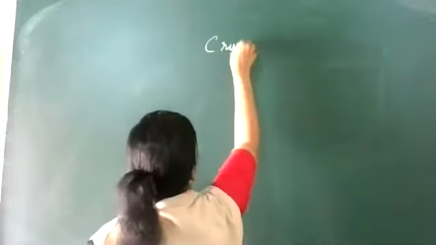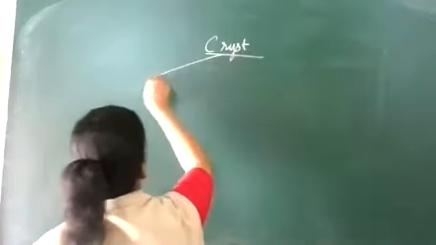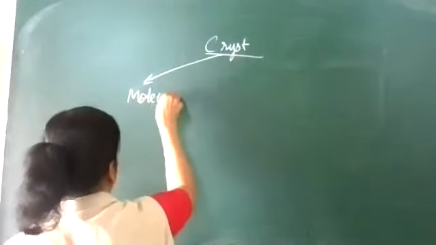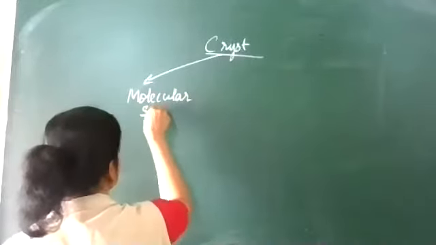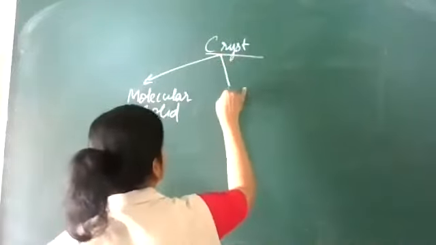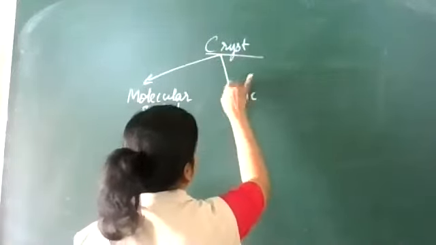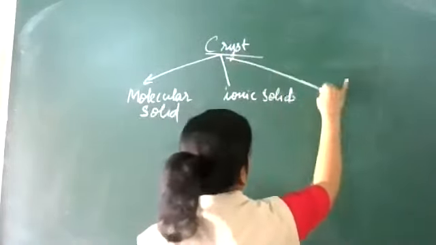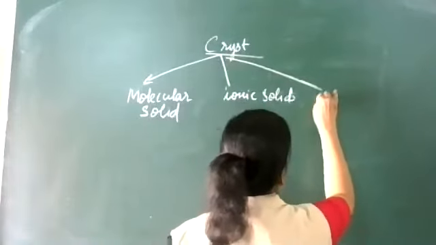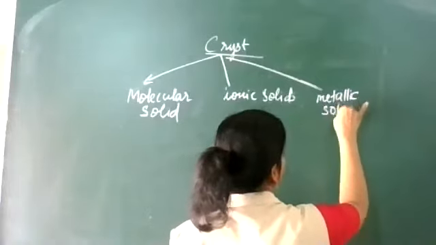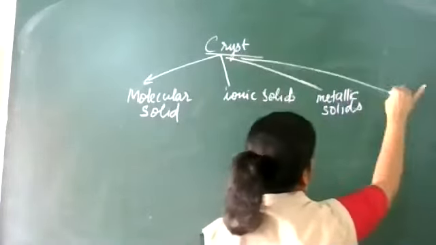Classification of crystalline solids. Crystalline solids are classified into different categories. One is molecular solid, then ionic solid, then metallic solid, and covalent solid.